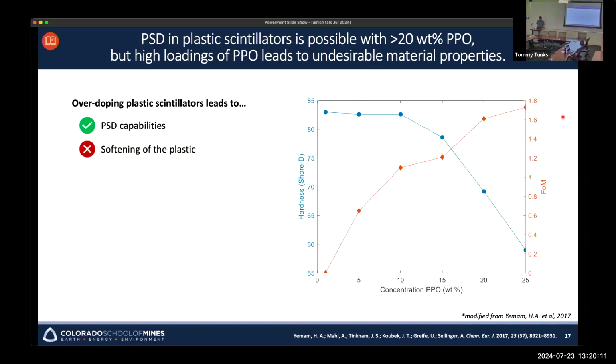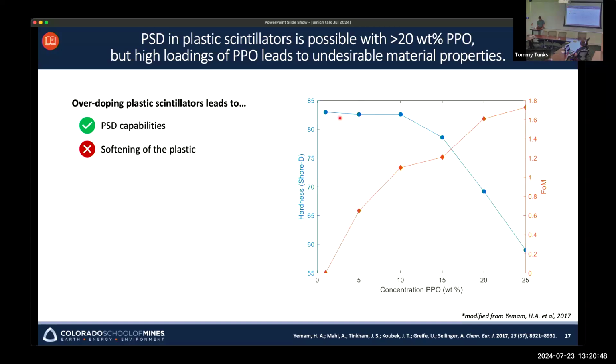All right, so these plastic scintillators that are capable of doing this PSD have some problems. I think some of these materials have been addressed, but in the early days, if you were to just go and buy a plastic scintillator that had PSD capability, it had issues. And so one of those issues is that you can see from this orange curve that you're getting a better FOM, so you're getting a better separation between the neutrons and gammas as you go to a higher dopant concentration. So that's getting better and better and better.